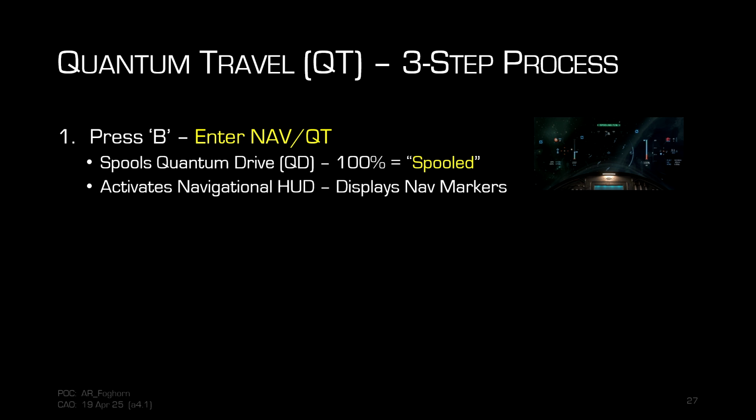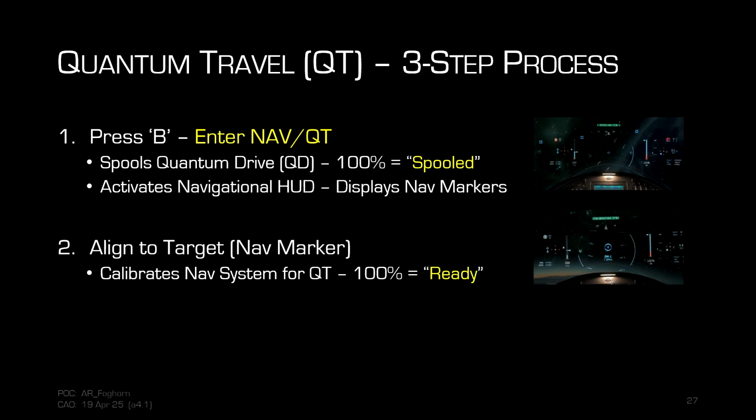When you go into nav QT, it brings up the navigational HUD, which really doesn't look that different anymore. It's pretty much the same thing. Next step is you point at the nav marker that you want to go to, and when it is within X number of degrees of your gun cross, your nose, in other words, it doesn't have to be perfect, but you have to be in the general vicinity for it to go, okay, that's obviously the one he wants. And it'll start calibrating the nav system for that quantum jump.